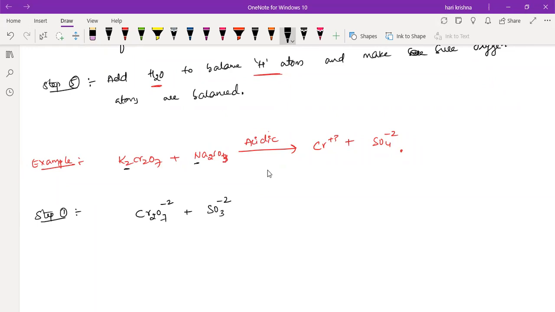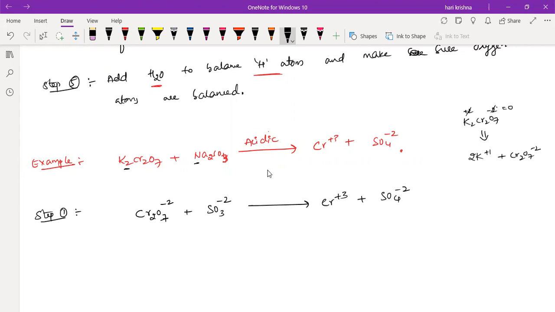Do you understand why you got the minus 2 here? If you take K2Cr2O7, split it into the ions, it will form 2K plus 1 plus Cr2O7 minus 2, because overall it is a neutral compound. So it will show minus 2, it will show plus 2. Both will become 0. So we only take Cr2O7 minus 2 plus SO3 minus 2 to give Cr plus 3 and SO4 minus 2.